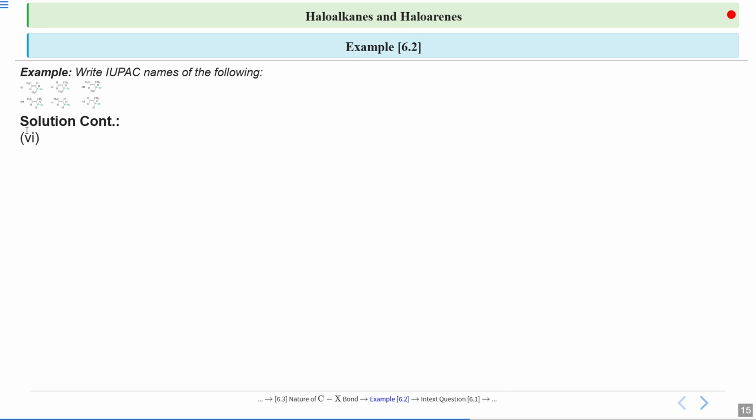Then let's see the last and sixth structure, which is this one. Here also you have to follow the same steps: select your parent chain. The maximum possible carbons in the parent chain is 3. 1, 2, 3. Okay, only 3 carbons can be in the parent chain. We put 1 at the carbon at which the double bond is present. So 1, 2, 3, because 3 will be given to the bromine carbon.